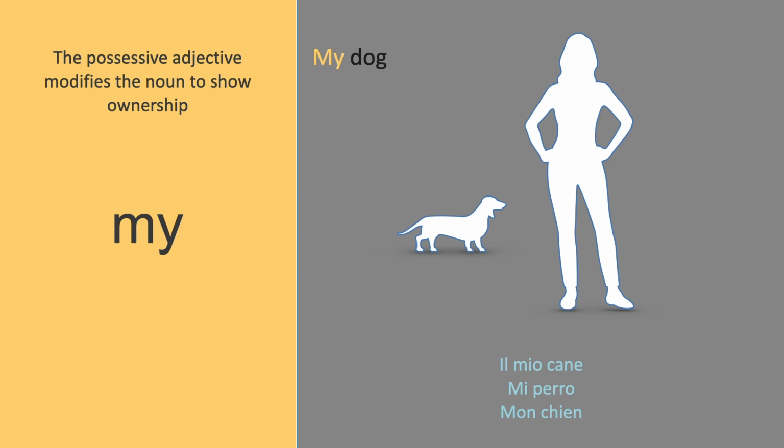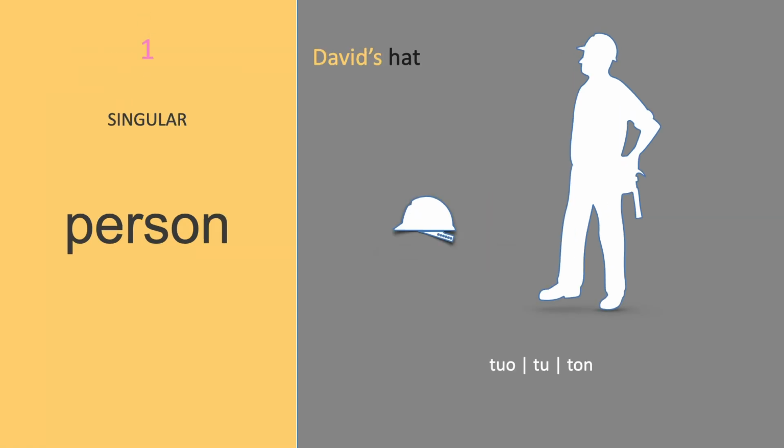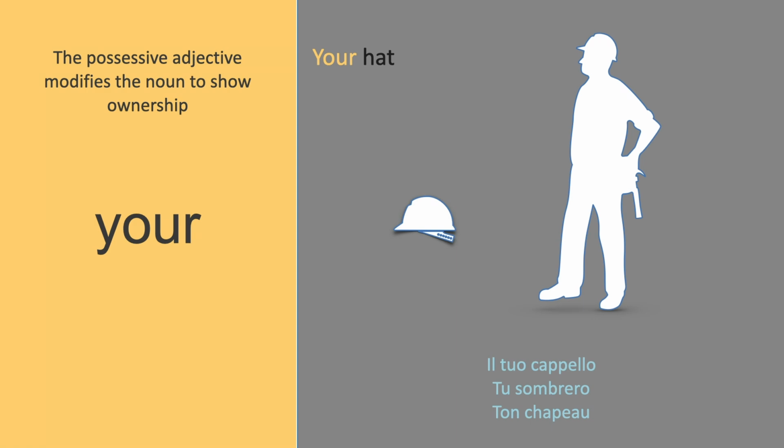Let's look at another example. David's hat. You can also say your hat. Your hat. If you are talking to David, you can say your hat.